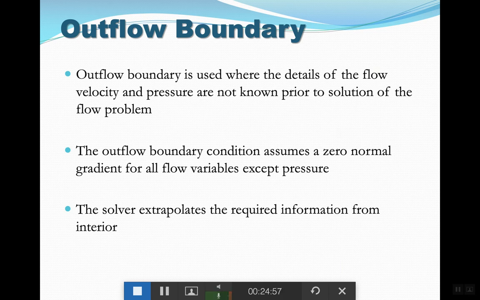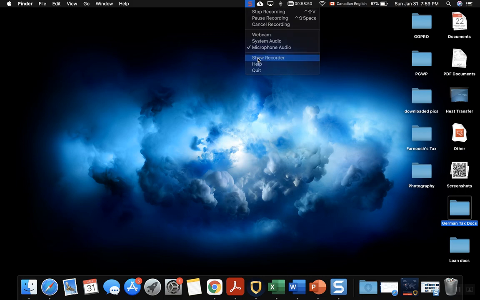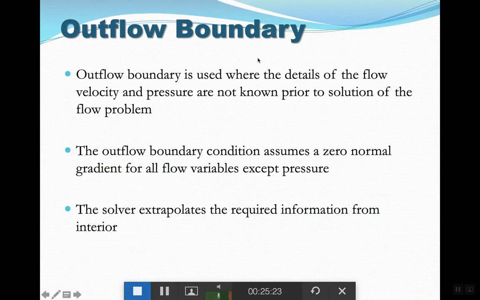The next type of boundary is called the outflow boundary condition. In outflow boundary conditions, you don't have enough information about what is outside of your outlet boundary. So the outflow boundary condition is used when you don't have information about the outside of your control volume. In this case, the solver extrapolates the required information from the interior. What it does is basically zero gradient of pressure at the outlet.